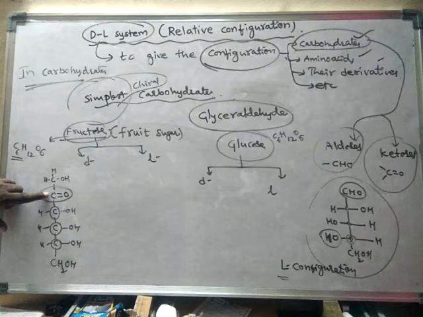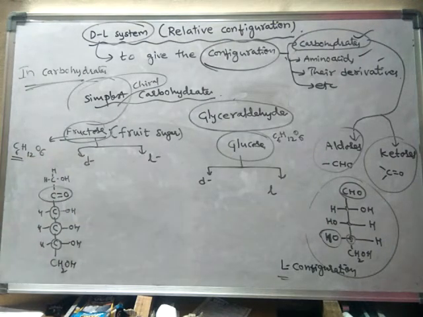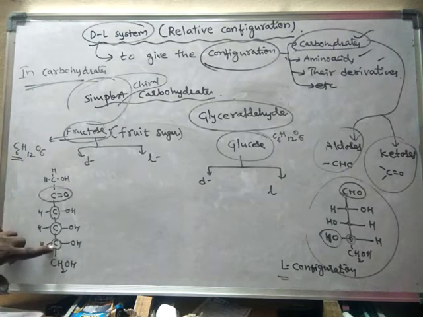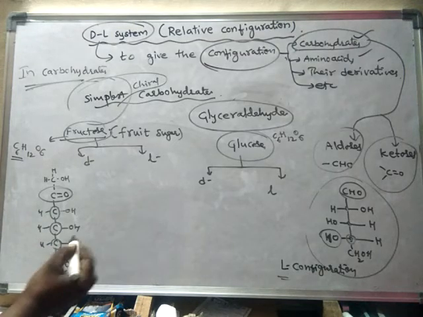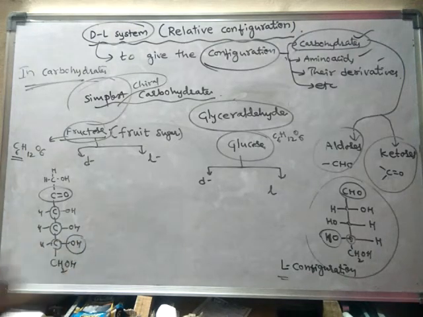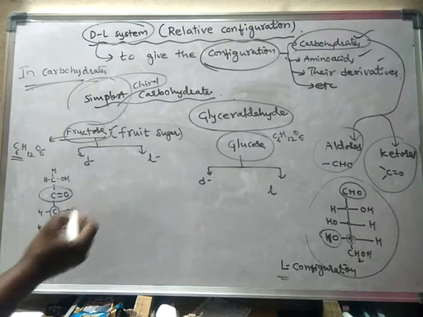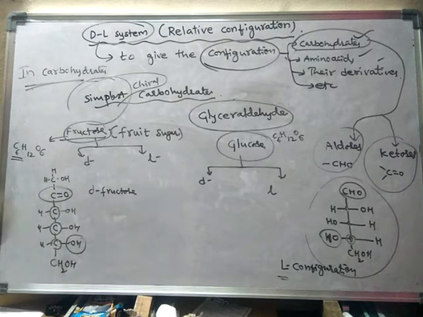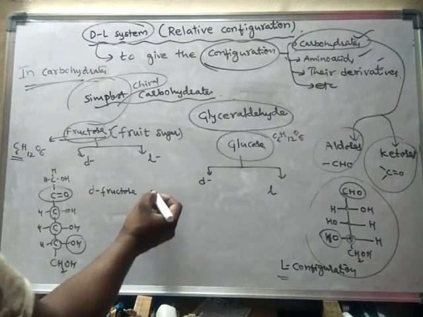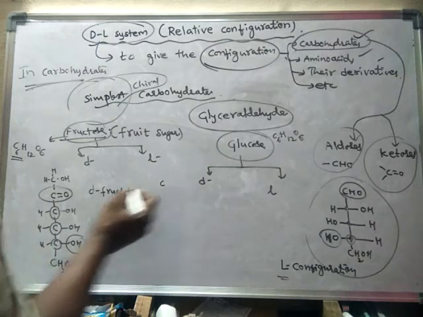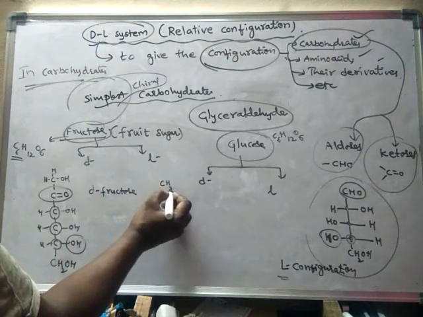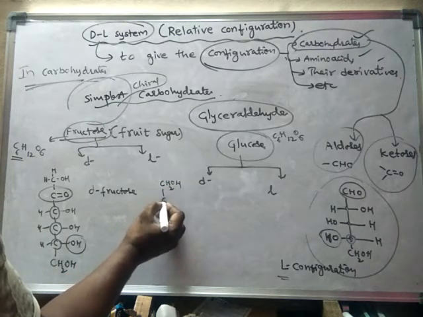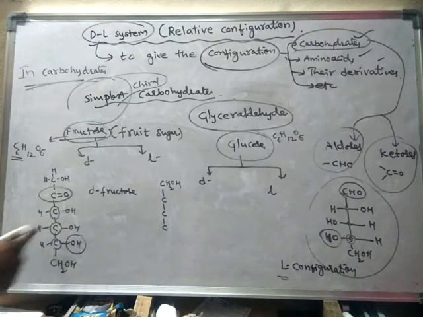From the ketone functional group of this carbohydrate, the farthest chiral center is this one, and in the farthest chiral center, the OH group is present towards the right side. Hence, the name of this compound is D-fructose. Okay. Here I will draw another one, and I will write CH2OH like this only. How many carbons? 6 carbons. So this is D-fructose.